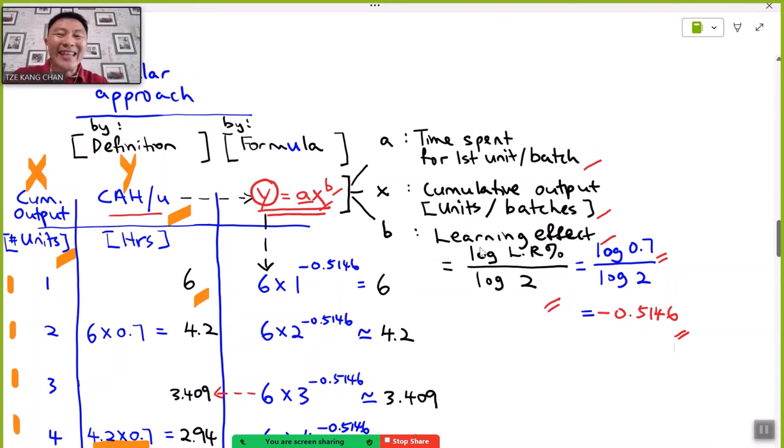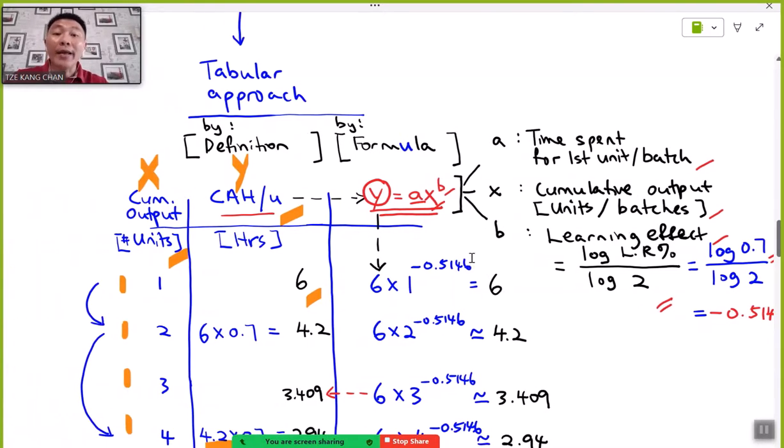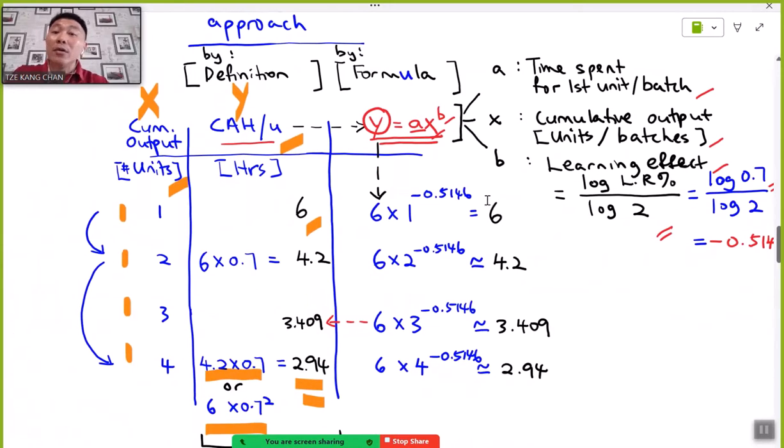So based upon this reading, we will apply this formula to work out the cumulative average hours per unit, which is Y, by replacing a with 6, x according to the units or outputs accordingly, with b of negative 0.5146. Here will become the result.